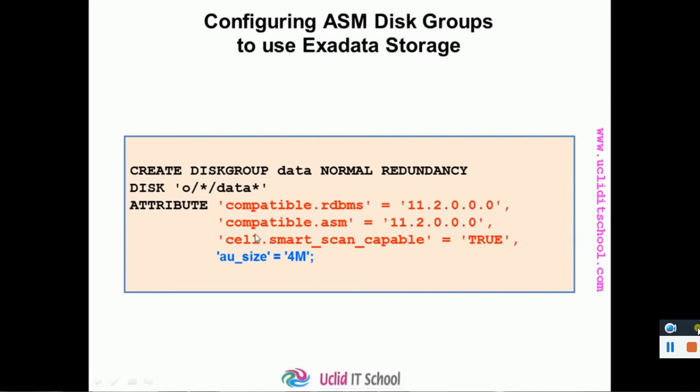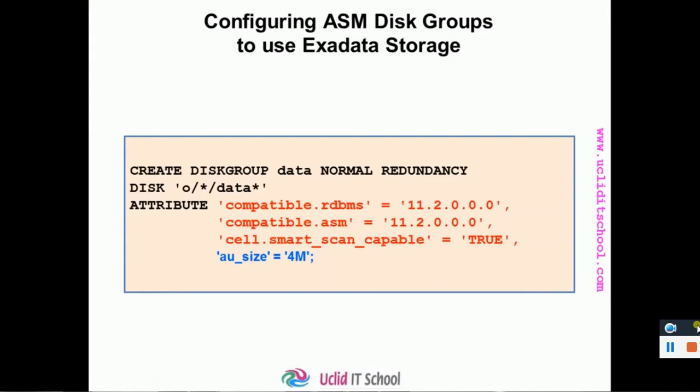Then there is another disk group attribute which is used on Exadata: cell.smart_scan_capable. This must be set to true. Then only your smart scan feature will be enabled for the data stored on Exadata. Can we have different compatible settings? Yes, these compatible settings can be different, but the underlying point is both compatible settings should be minimum 11.2.